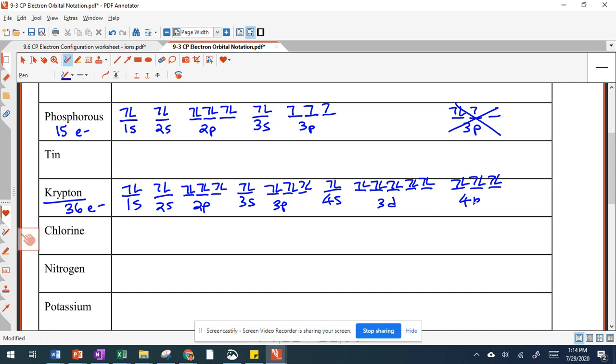Just so you know, there is no shorthand orbital configuration. I know these are very time consuming. Make sure you're doing some of these, half of the problems on the sheet, so that you can get the hang of this. If you have any questions about this, please email me.